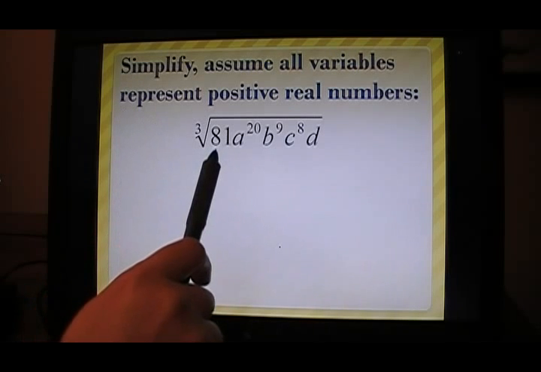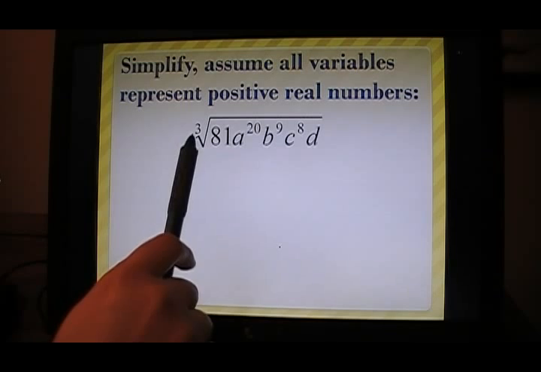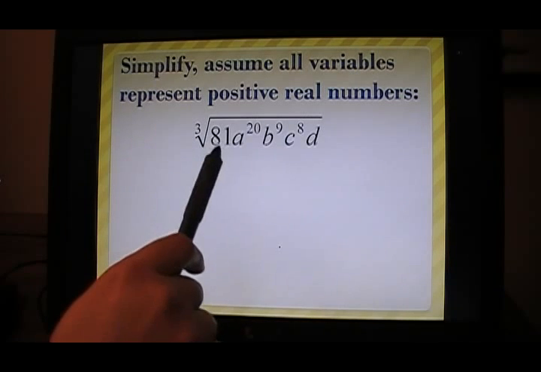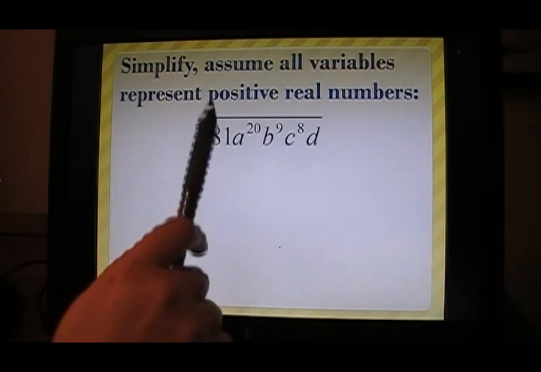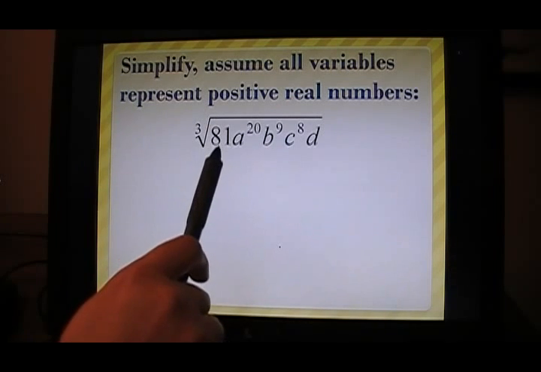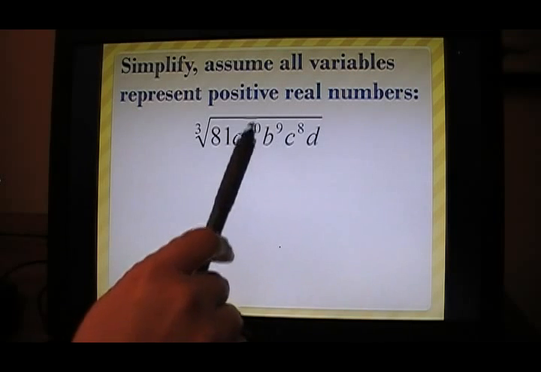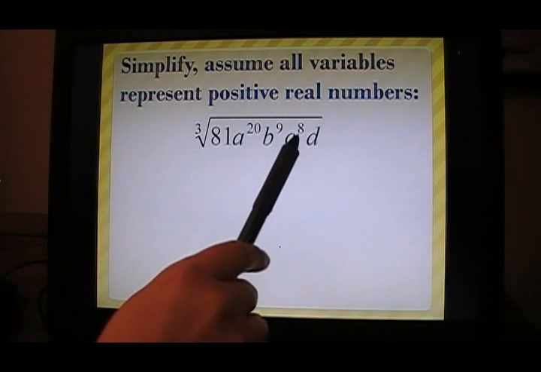I cannot simply evaluate the cube root of 81. I am going to have to now think, well, is 81 divisible by a perfect cube? And I know a to the 20th, b to the 9th, c to the 8th.